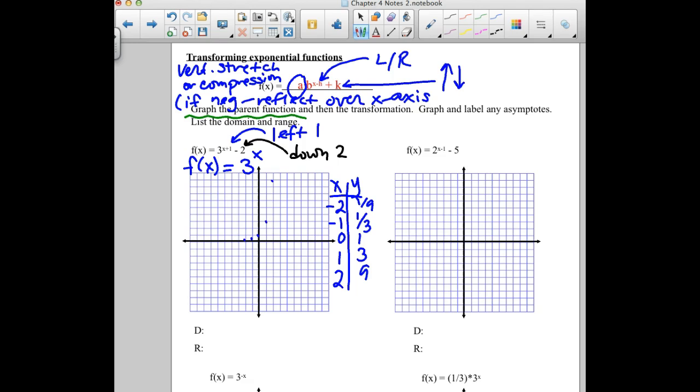And then we are going to shift them left 1 and down 2. So this last point that I graphed here is going to go left 1 and down 2 and land there. Our next one, left 1, down 2, lands there. The point that was there, left 1, down 2. We go left 1, down 2, and left 1, down 2. And you'll notice that because we shifted it down 2, our horizontal asymptote is also going to move down 2. So we have an asymptote here.